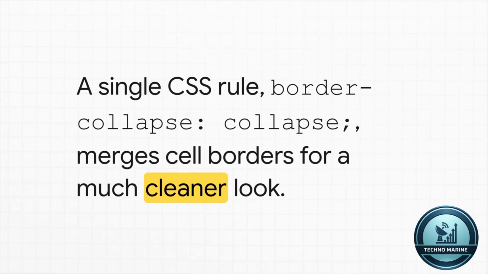So the very first thing I always do is tackle the default borders. See, by default, every single cell has its own border with this little gap in between, and it just looks kind of clunky. But one single line of CSS, border-collapse, instantly merges them into these clean single lines. It's a huge improvement right off the bat.